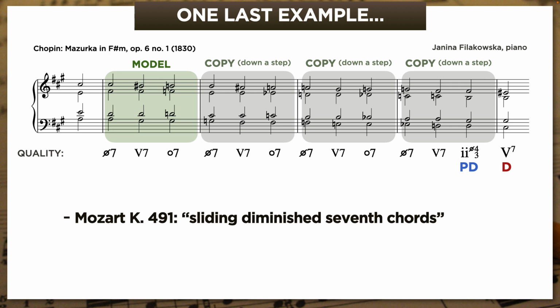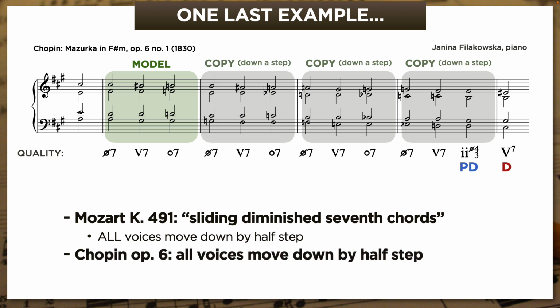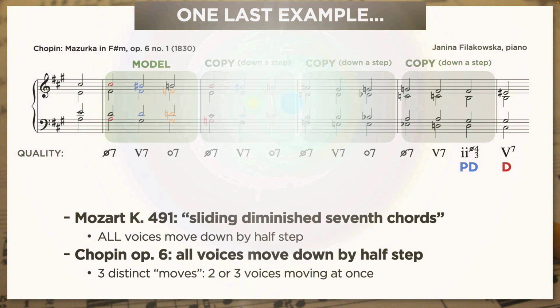Anytime a chordal voice moved, it went down by half step. Well, the same thing is true here. All of Chopin's voice leading is by descending half step. The difference is that Mozart moves everyone all at once, whereas Chopin breaks up this motion into 3 distinct moves, so to speak, each of them with only 2 or 3 voices moving at once. We can see this more easily if I add color.